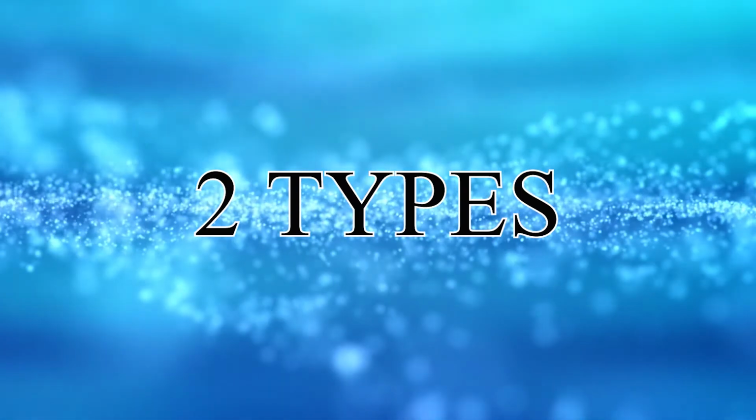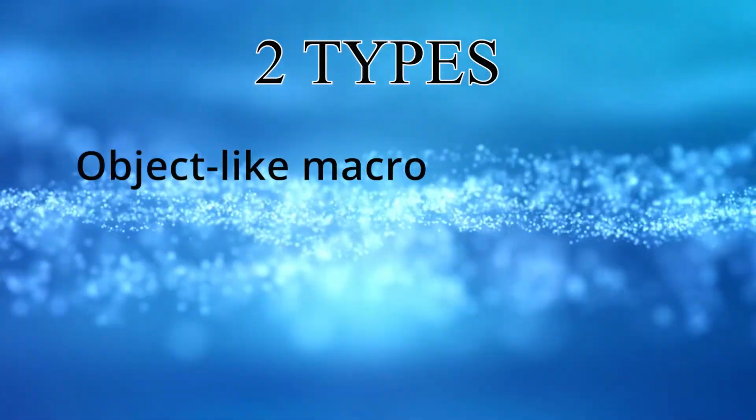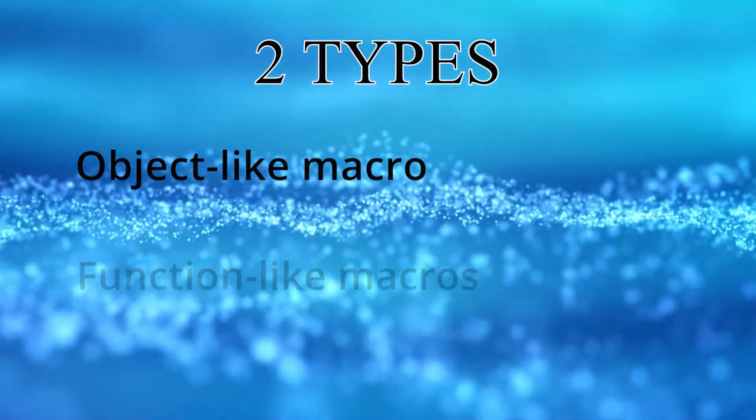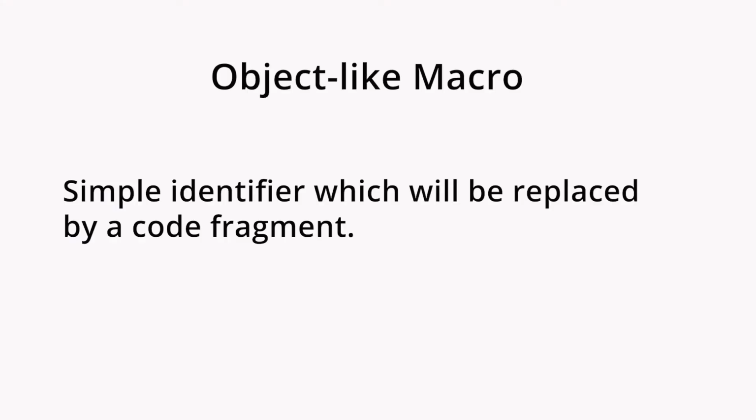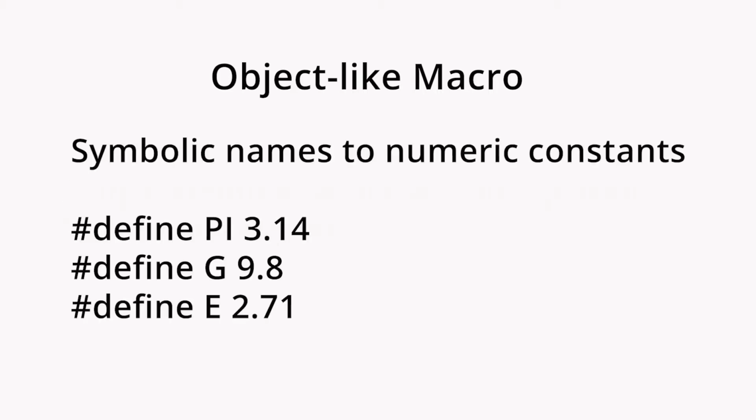There are two types of macros. First one is object-like macros. The second one is function-like macros. An object-like macro is a simple identifier which will be replaced by a code fragment. They are most commonly used to give symbolic names to numeric constants.